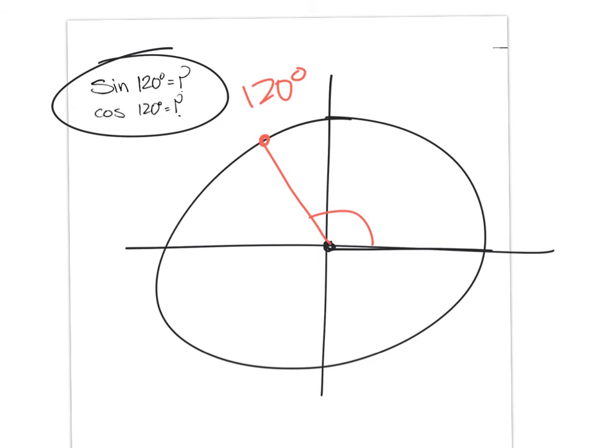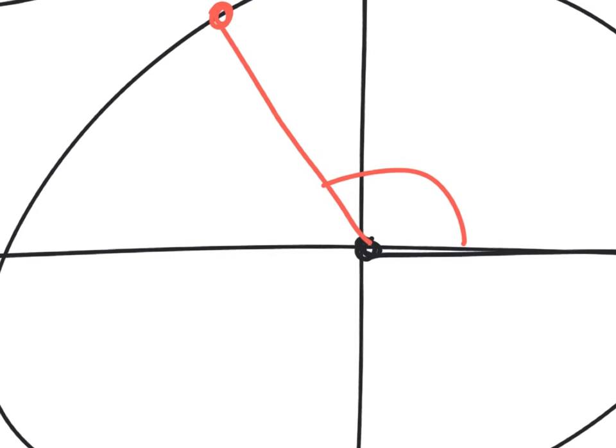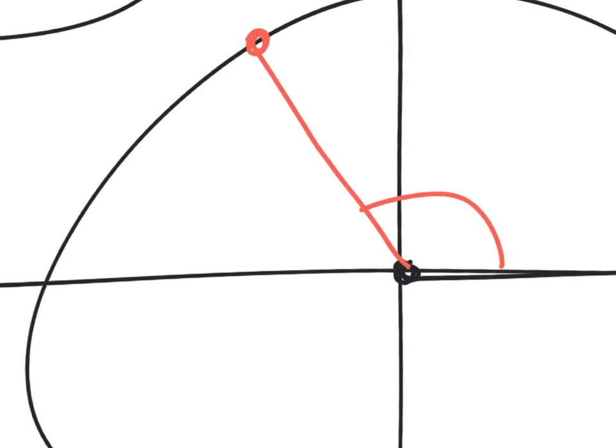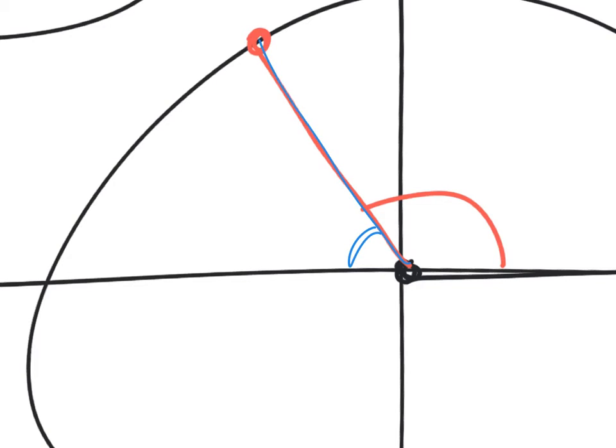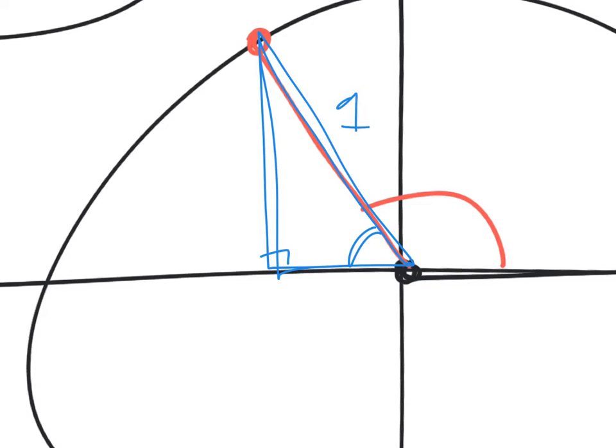If we zoom in, we can look at our reference angle. So here's our reference angle. Here is our triangle. Right triangle, we know the hypotenuse is 1, short side is 1/2, long side root 3 over 2, because this is a 30, 60, 90. And we're looking for the sine and cosine of 120 degrees.